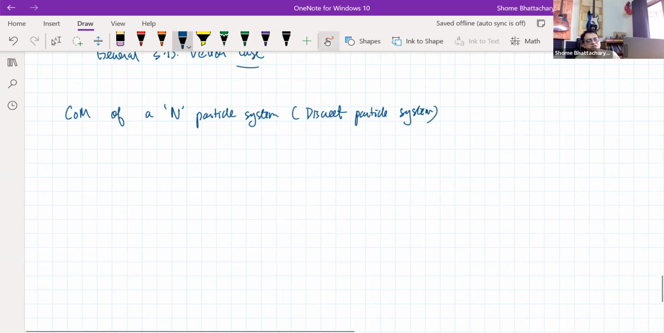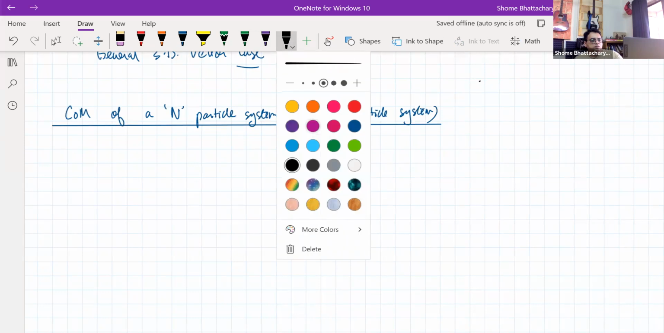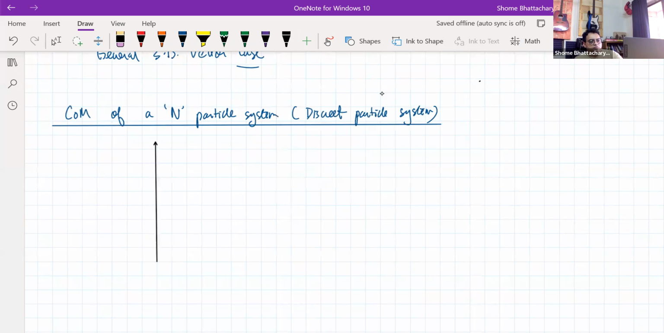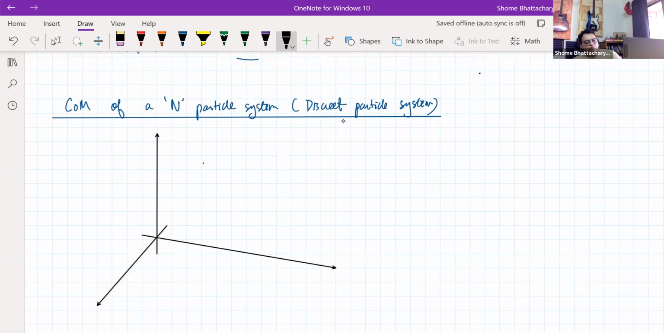So a discrete particle system consisting of a large number of particles, capital N. If we now try to visualize this system in a three-dimensional space, let's say, we have our XYZ coordinate system now, the mutually perpendicular rectangular or Cartesian coordinate system. They're all mutually perpendicular.